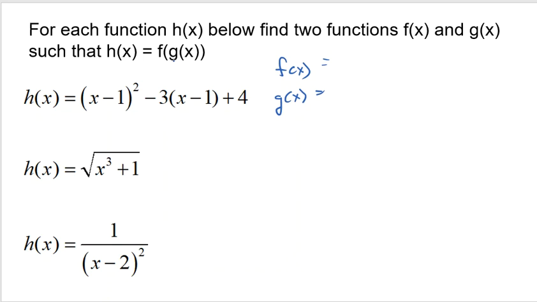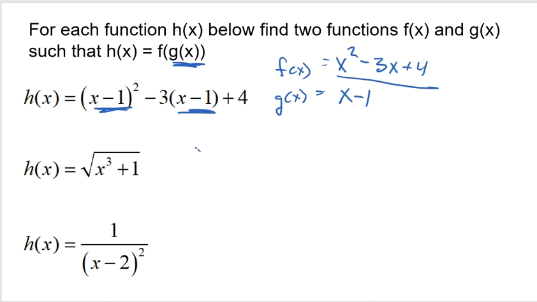I want to think, all right, what can I plug in? I tried to make it pretty obvious, at least I hope I did. If g is x minus 1 and f is x squared minus 3x plus 4, composing f of g would create this function. If I took g and plugged it into x, I would get x minus 1 squared minus 3 times x minus 1 plus 4. Again, you have to look at it and think, how could I create two functions that would build this one function?